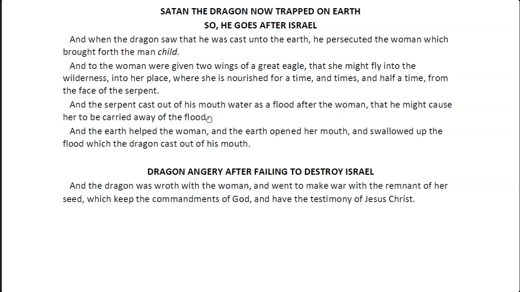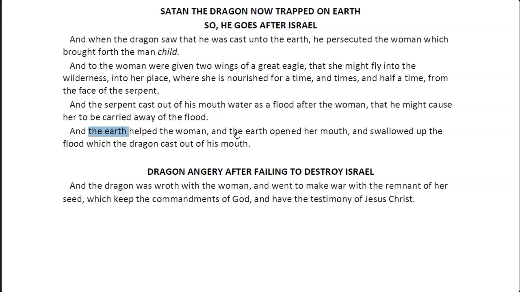Okay, so he's trying to get Israel to be flooded away with the doctrines of Rome. All right? Now here's our new character, the earth. The earth helped Israel. Who's the earth? These are the non-Israelites that turned to the Lord.